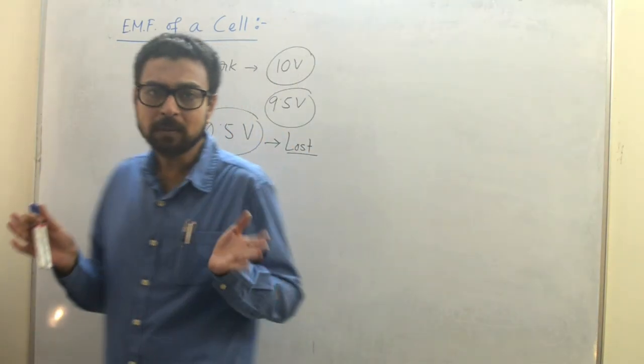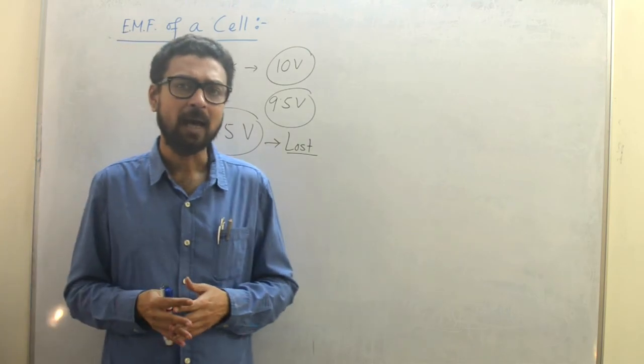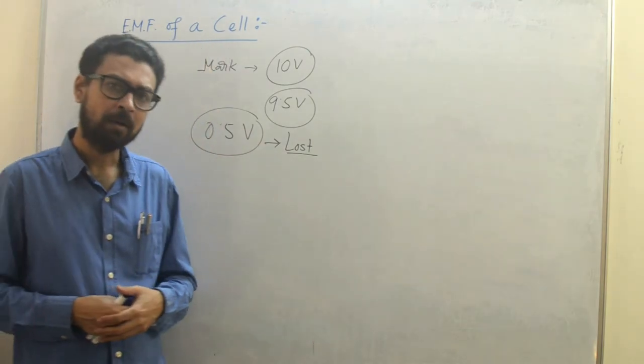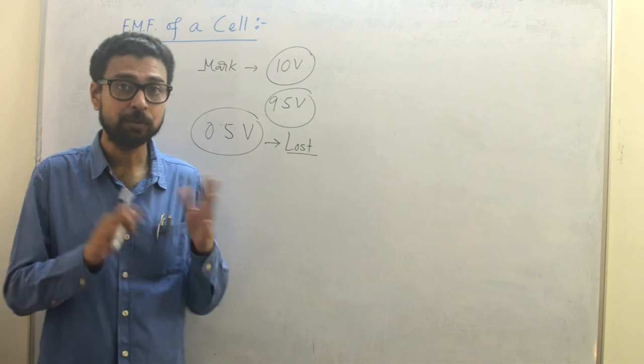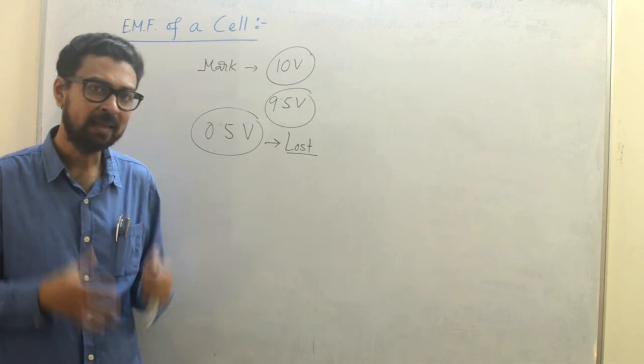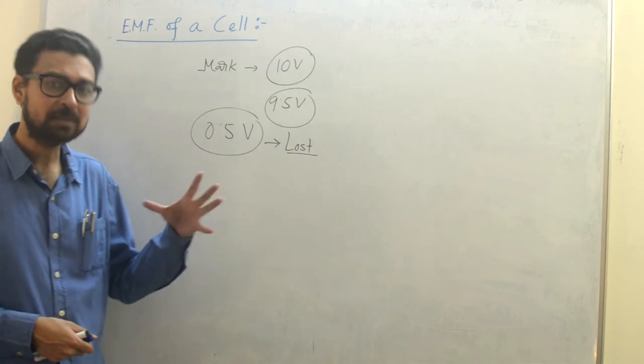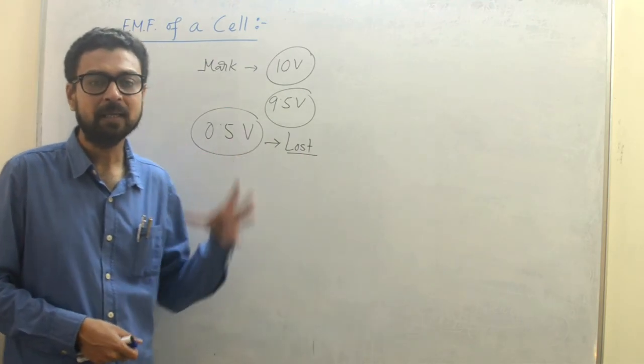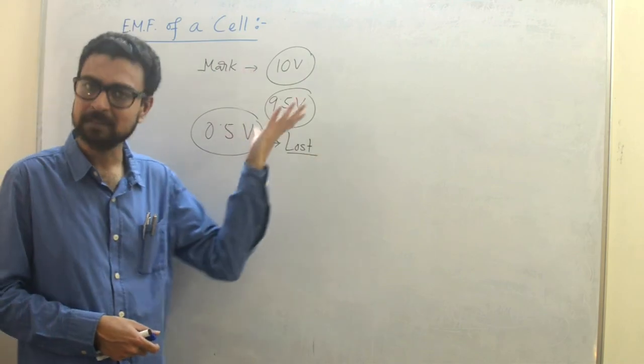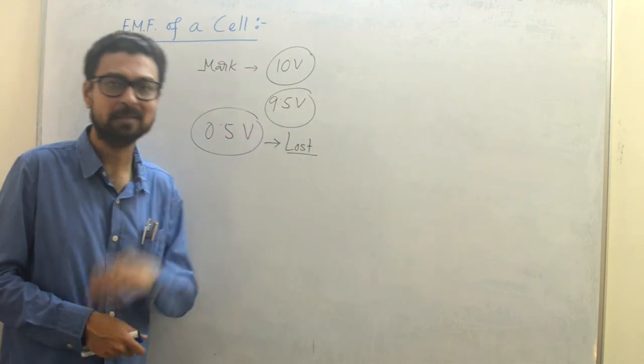Okay, so I told you the situation with certain hypothetical values so that you can visualize what is actually happening, and here lies the concept of EMF. Now what is it? A cell which is built is capable of providing a potential of a certain value, say 10 volt here, which we took as an example.